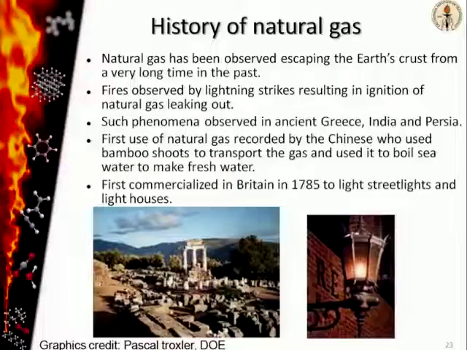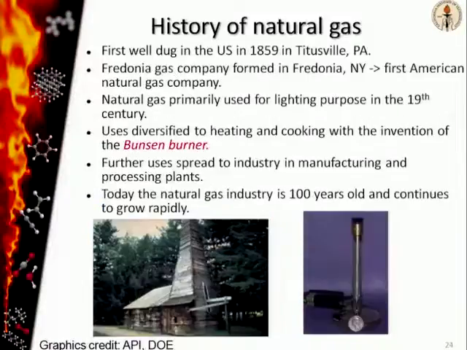One of the first commercialized uses was in Britain in 1785, where it was used to light street lights and lighthouses. In the United States, the first well was dug in about 1859, and natural gas, at least in the 19th century, was primarily used for lighting purposes. But this changed with the invention of the Bunsen burner, which allowed you to burn the natural gas to provide energy for cooking or heating purposes. The use of natural gas then spread to industry in manufacturing and processing plants, and today the natural gas industry is about 100 years old and continues to grow rapidly.